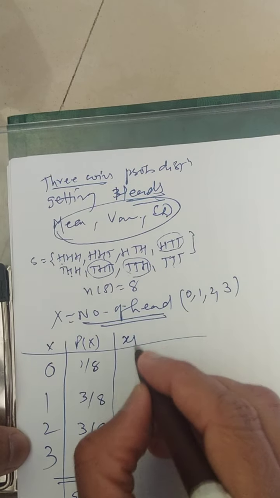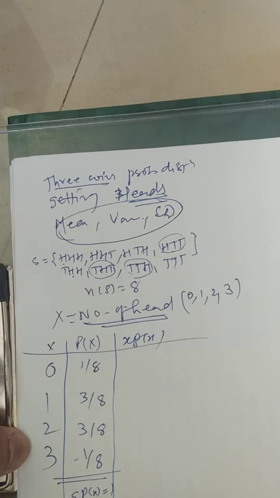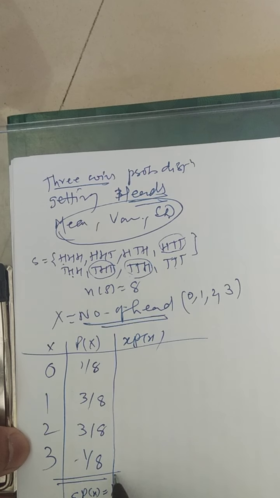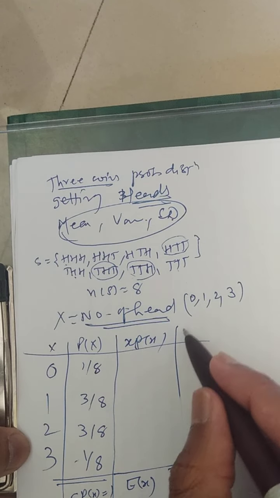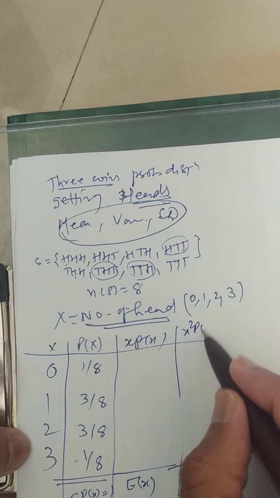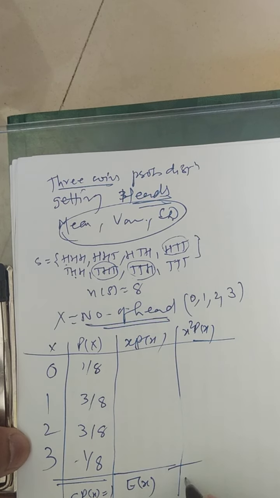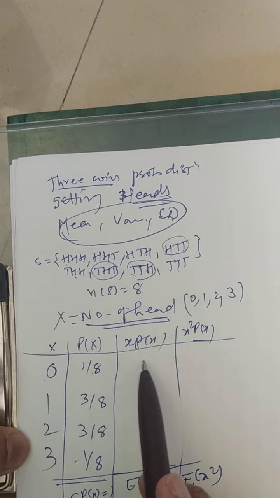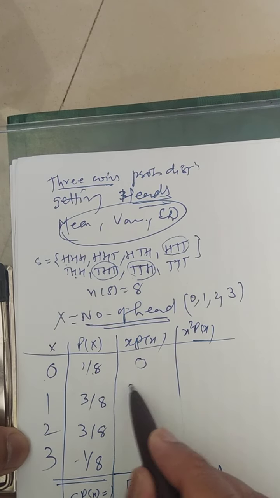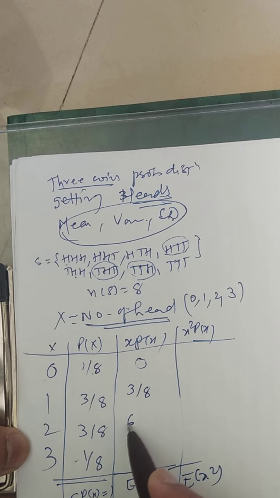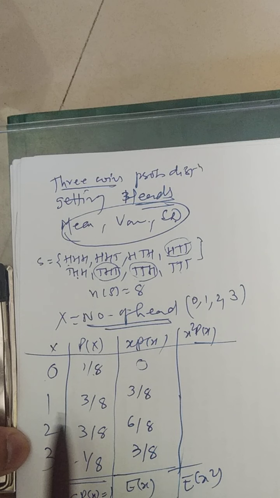Next step is to get xpx. Xpx will help you to find out E of x. And one more column you have to prepare, that is nothing but x square into px. So first we will be preparing these two columns and then talk about the rest of the calculation. 0 into here, it will be 0. This is nothing but 3 by 8. This is nothing but 6 by 8. This is nothing but 3 by 8. Are you getting how I am getting this? This multiplication, this multiplication, this multiplication.